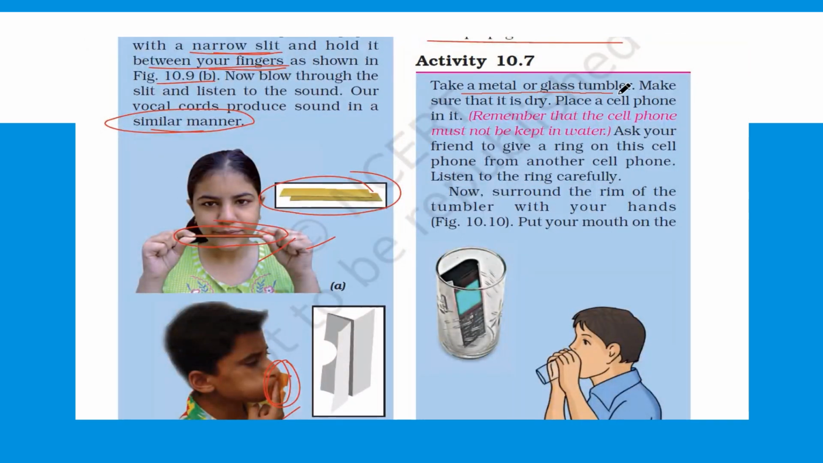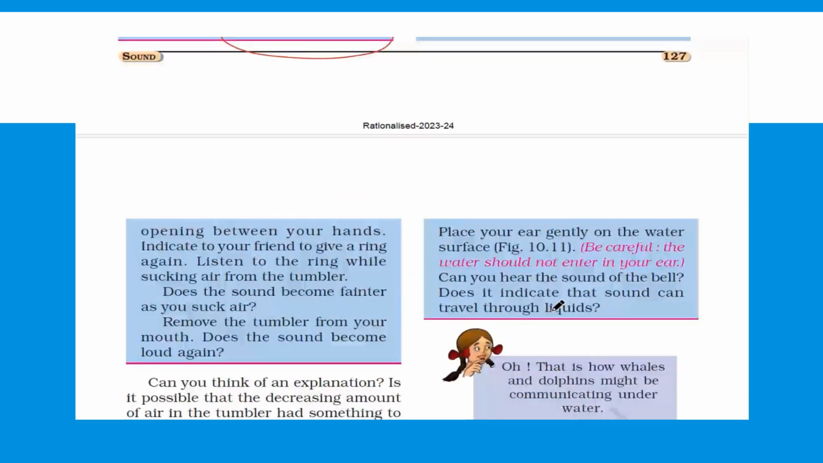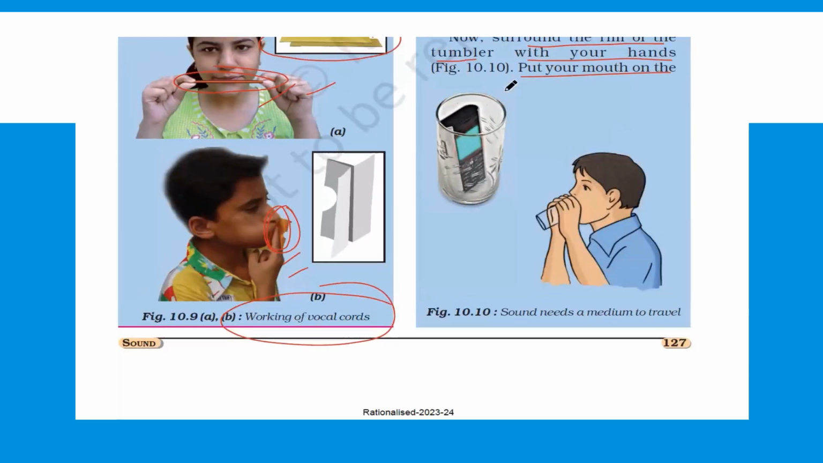Take a metal or a glass tumbler. Make sure that it is very dry. Place a cell phone in it and ask your friend to give a ring on the cell phone from another cell phone. Listen to the ring carefully. Now surround the rim of the tumbler with your hands and put your mouth on the opening between your hands. Now what you are doing, you are first placing it in this tumbler. You are telling your friend to give a ring. You are hearing the sound clearly.